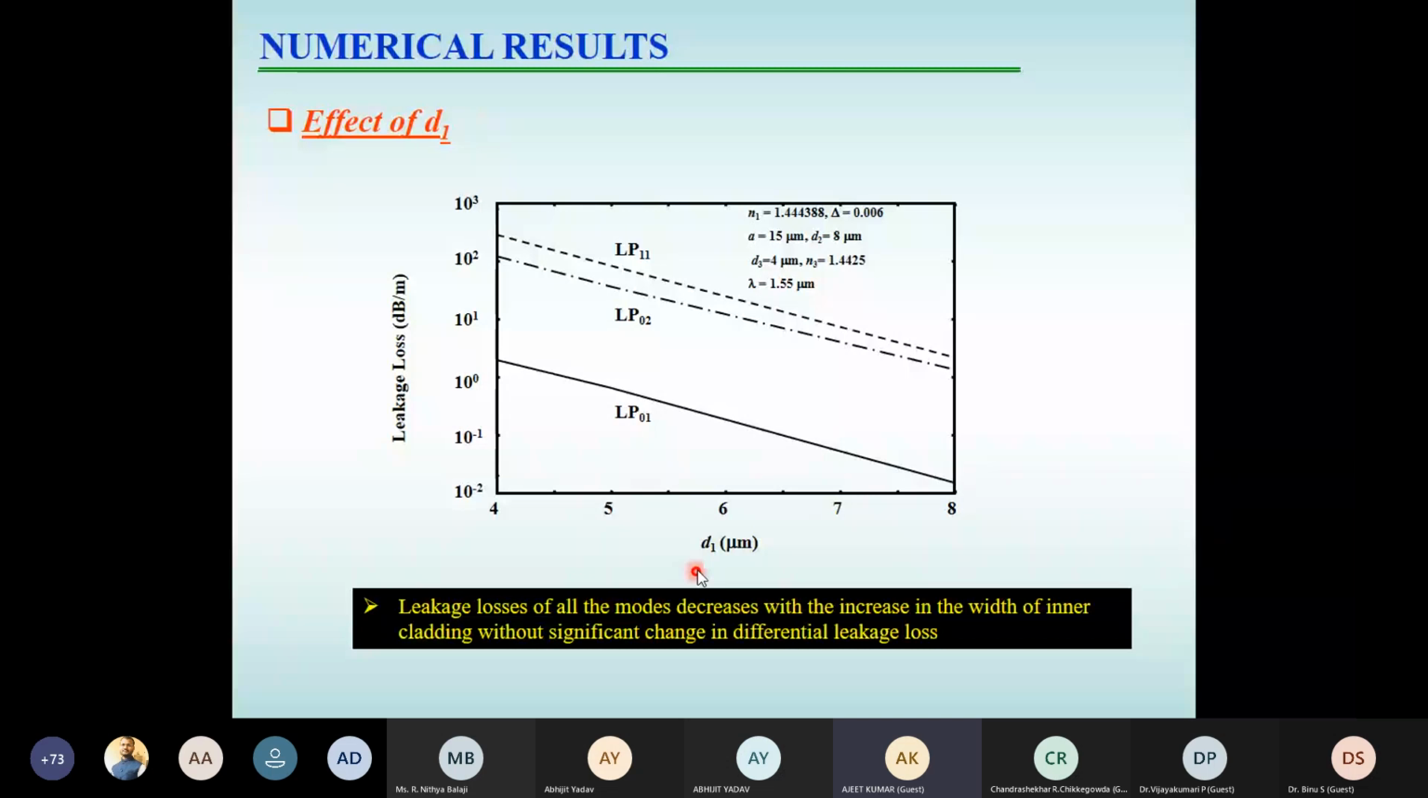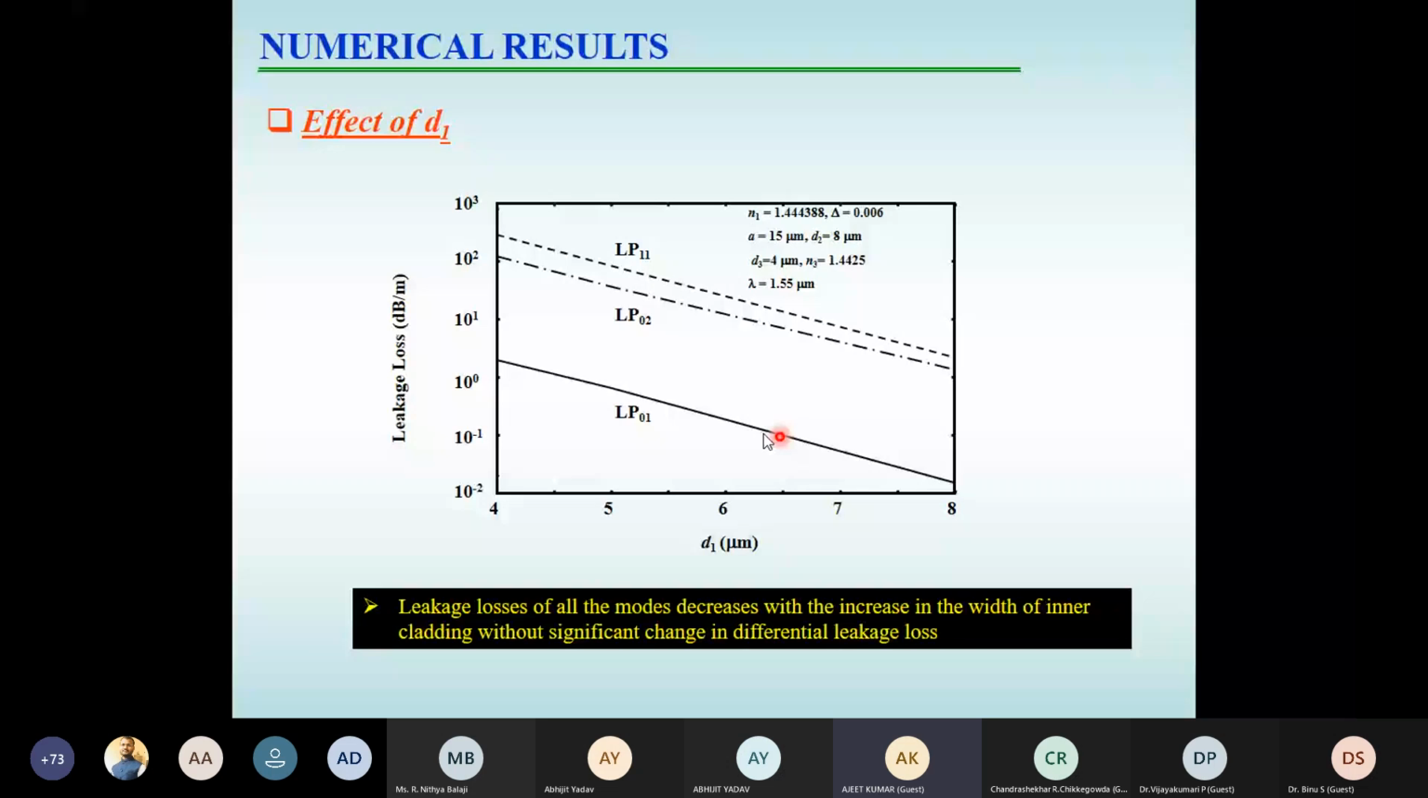You can see when you increase the D1 value, the loss of all the modes keeps on decreasing, because D1 increasing means you are going away from the core region. So loss will obviously decrease. Another takeaway from this analysis is, if you want to decrease the absolute leakage loss of all the modes without changing their differential leakage loss, then you should play with this D1 parameter, because the D1 parameter is going to increase or decrease the loss of the individual modes without changing the differential leakage.